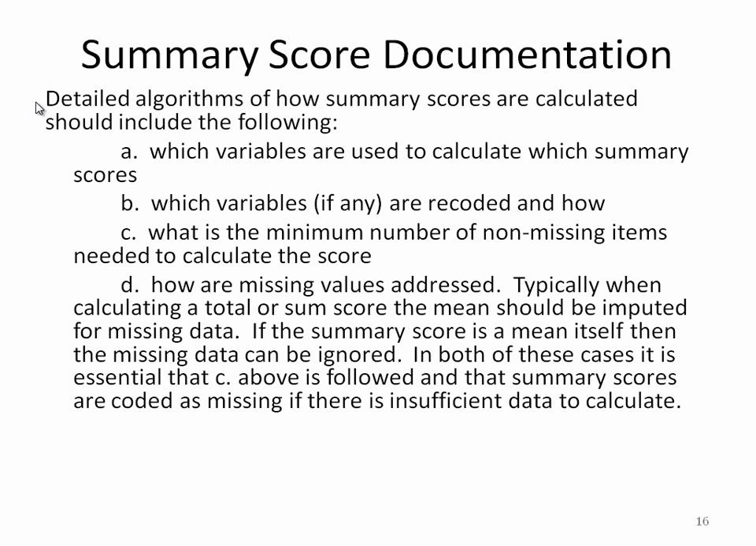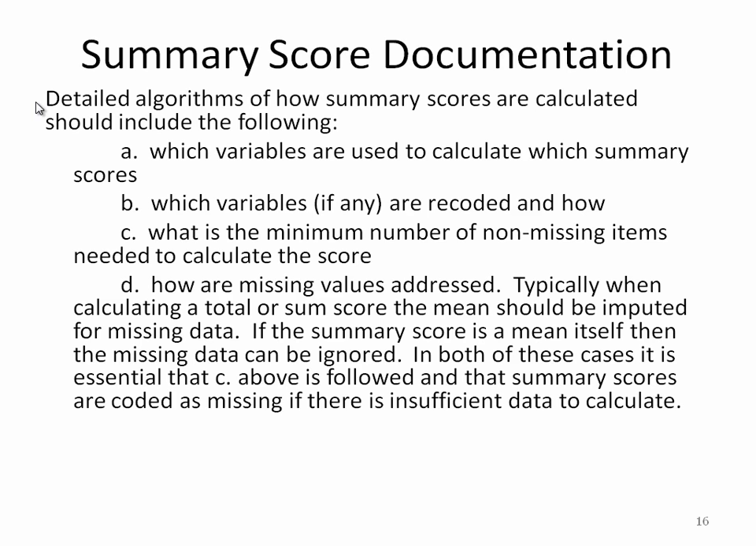Okay? So even if the score is a mean and you can ignore the missing, or if you can impute the mean for the missing data in the case where the summary score is a sum, you still have to pay attention to this minimum non-missing requirement. Okay?